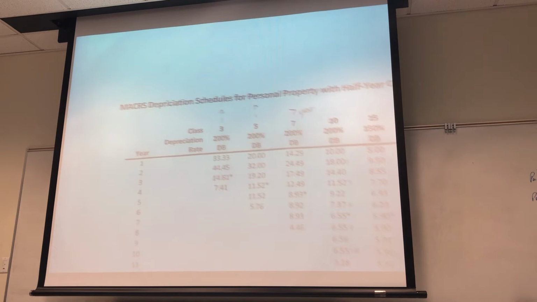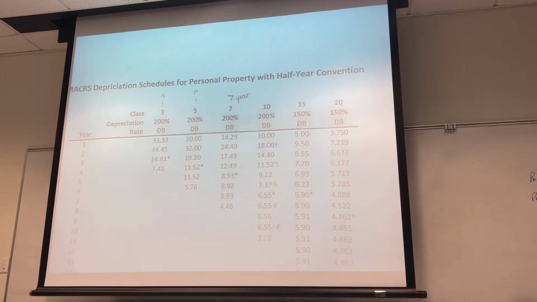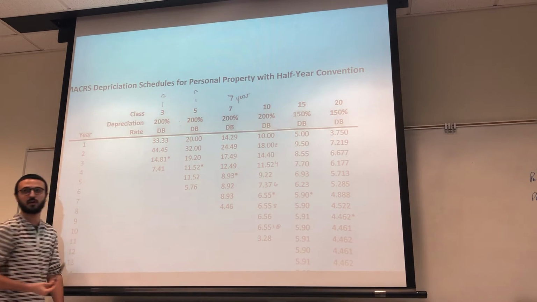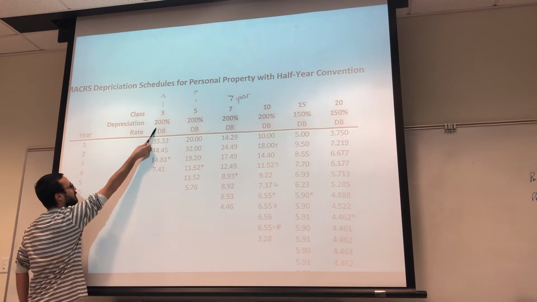Yes, the switch from double declining to straight line. And how do we know it's double declining? Right here, it says 200. The other ones are 150. Usually people observe 3, 5, 7, 10, right? And does everyone know how to use a MACRS table, or should I go with that? I'd say just go through it. You go through real quick.